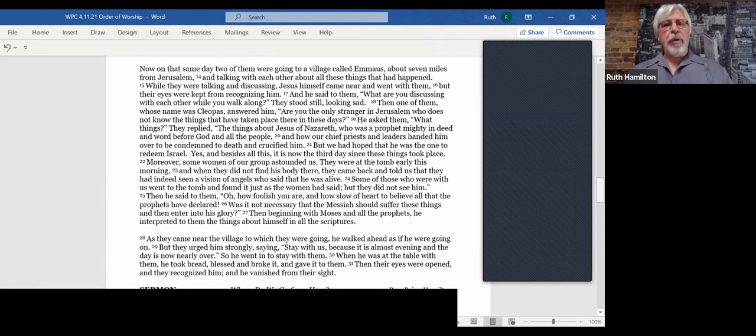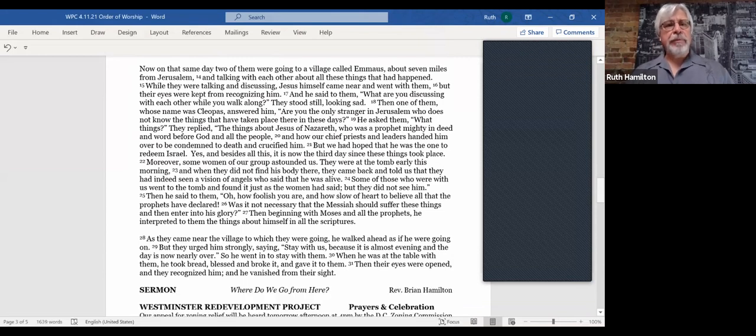Now on that same day, two of them were going to a village called Emmaus, about 7 miles from Jerusalem, and talking with each other about all these things that had happened. While they were talking and discussing, Jesus himself came near and went with them, but their eyes were kept from recognizing him. And he said to them, what are you discussing with each other while you walk along? They stood still, looking sad. Then one of them, whose name was Cleopas, answered him, are you the only stranger in Jerusalem that does not know the things that have taken place there in these days?